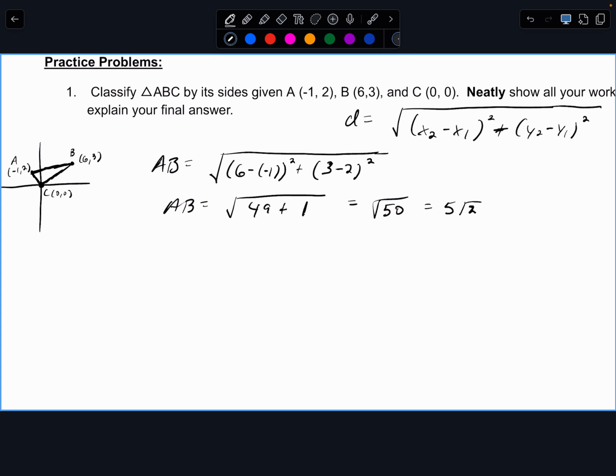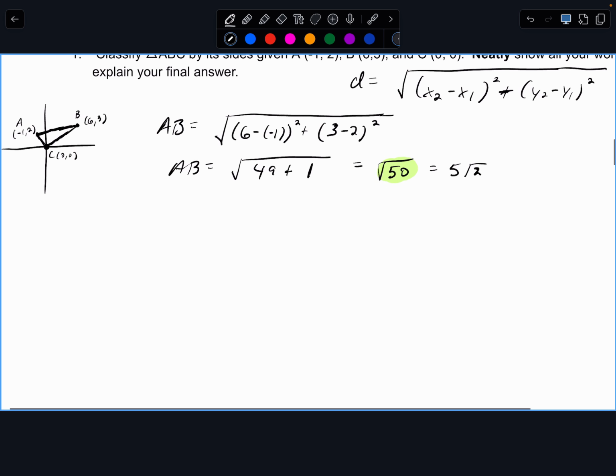Now, I'll be honest with you, it's probably easiest to look at this one once we're ready to determine the actual classification for this triangle. All right, but hopefully you know how to simplify. Any questions on AB? Okay, let's do the same thing. I'm going to do BC.